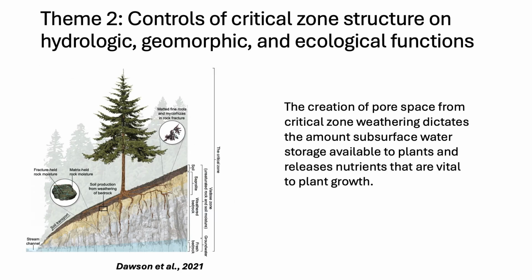In the next example, I wanted to talk about the importance for ecological functions. In this zone on Earth's surface, chemical and physical weathering opens fractures and pore space. And this zone is where plants access their water. So the amount of weathering can actually dictate the amount of subsurface storage that's available to plants. And additionally, the breakdown of rock releases nutrients that are vital to plant growth, and microorganisms in the critical zone, as we just talked about in the last talk. So this zone on Earth's surface is vital to plants, but there are still a lot of remaining questions about feedbacks between vegetation, microorganisms, and critical zone weathering.